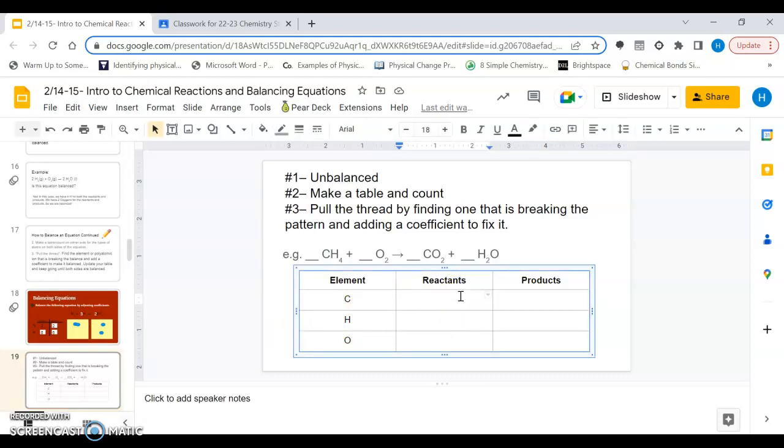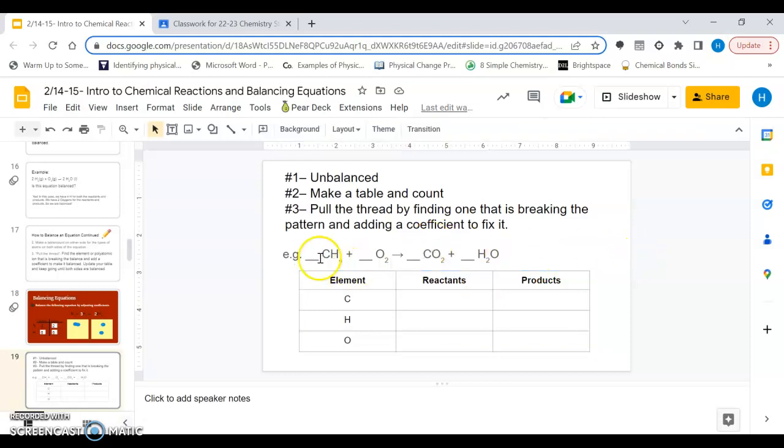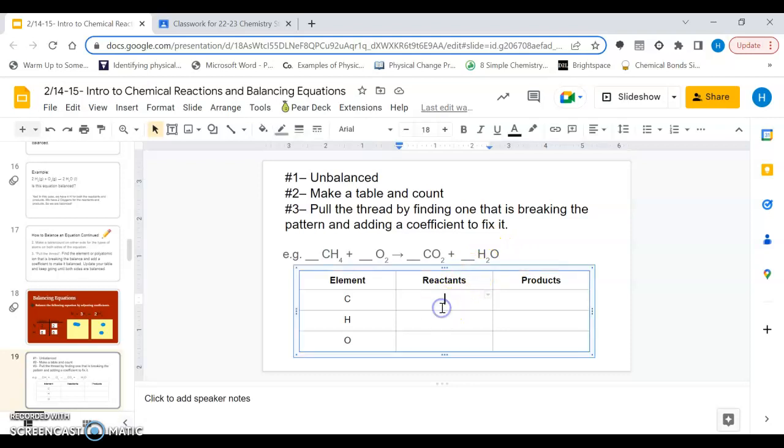First, we want to see, is it balanced or unbalanced? Well, if I look, I've got 1 carbon on the reactant side, 1 carbon on the product side. That's fine. I've got 4 hydrogens on the reactant side. I've got 2 on the product side. It isn't balanced, so we're going to have to fix that. So I'm going to go ahead and make my table.